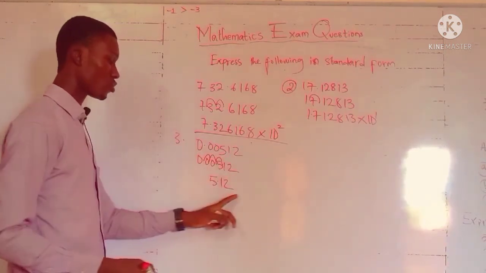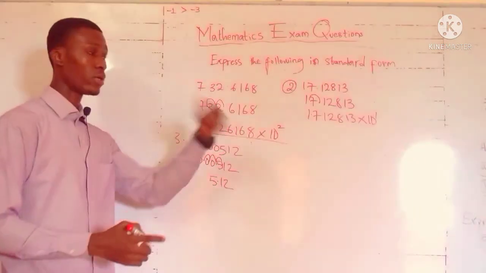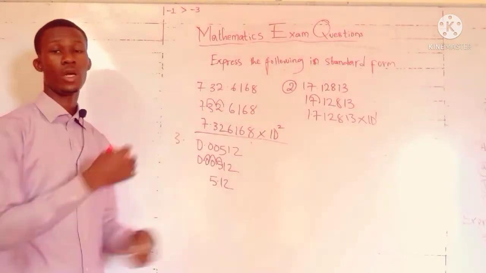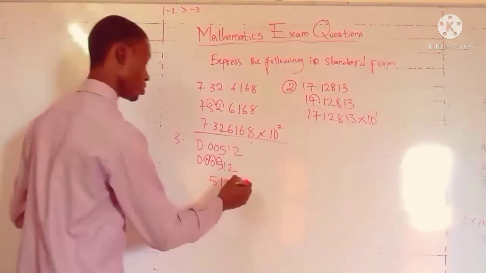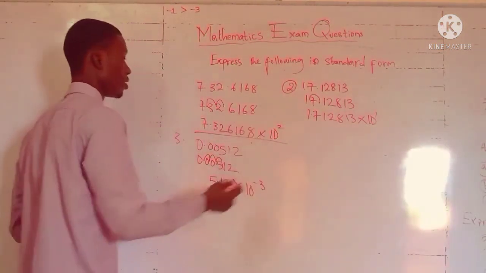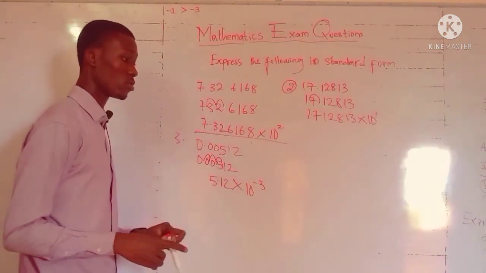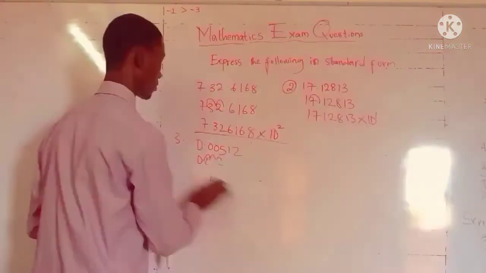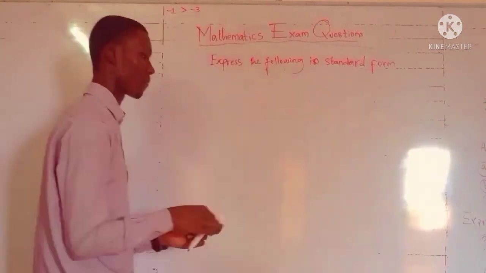Before continuing, we shouldn't forget that whenever we move in this direction, we are decreasing. So times 10 exponent, we moved 3 times, right? Negative 3. Now let's move on to the fourth question.